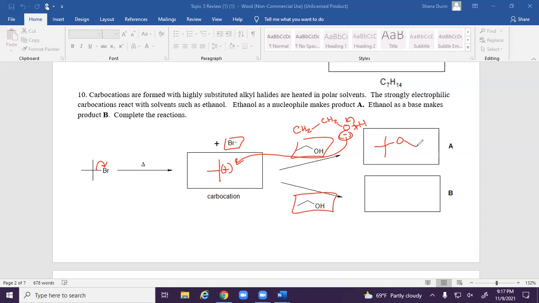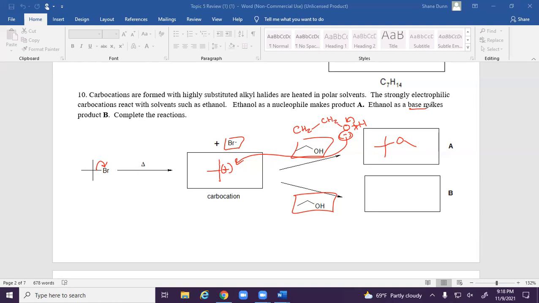Athena, what'd you say? How do you do part B? I thought it would be the same, but no, it is a base. Go back to 115. What does a base do? A base accepts the positive charge. Accepts a hydrogen, right? Yeah.